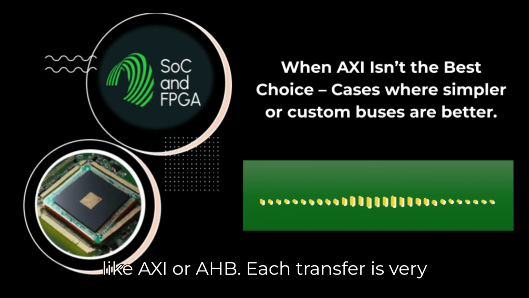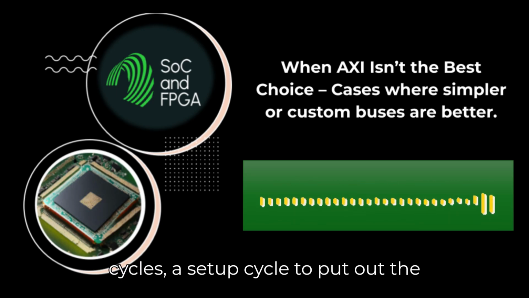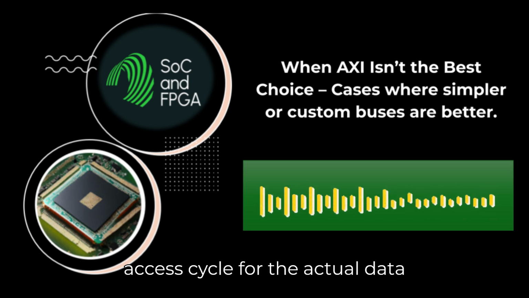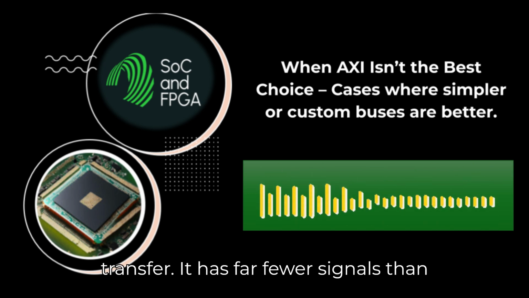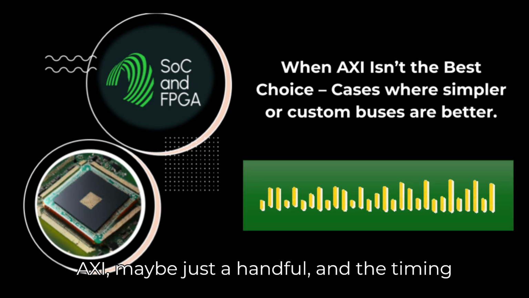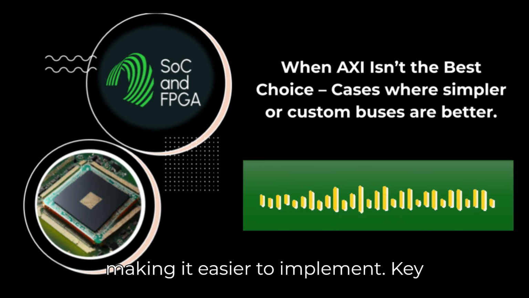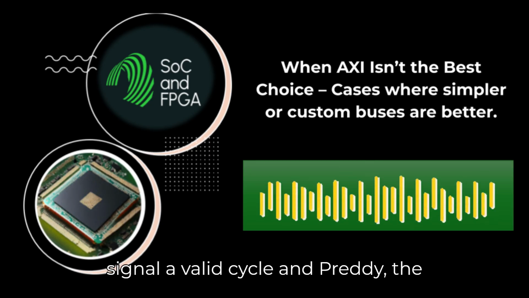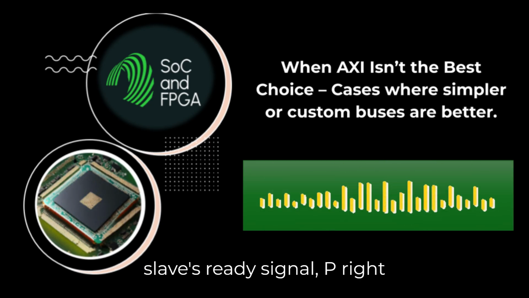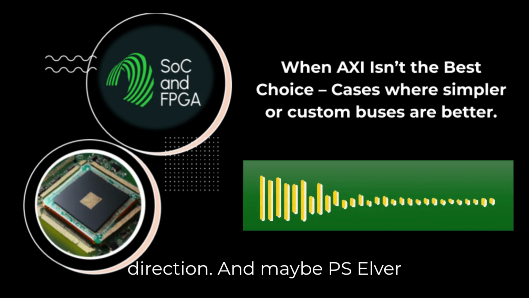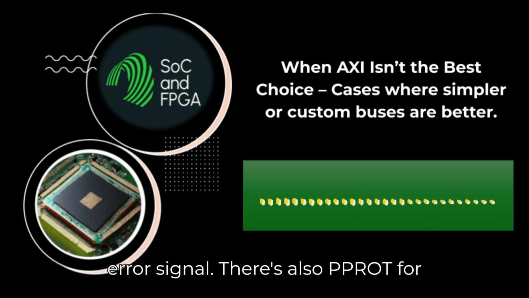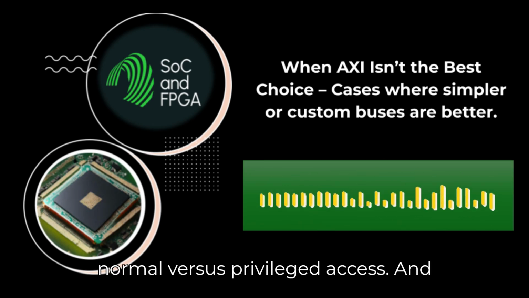It's not pipelined like AXI or AHB. Each transfer is very simple, typically taking just 2 clock cycles. A setup cycle to put out the address and control signals, and an access cycle for the actual data transfer. It has far fewer signals than AXI, maybe just a handful, and the timing requirements are much more relaxed, making it easier to implement. Key signals include things like PENABLE, to signal a valid cycle, and PREADY, the slave's ready signal, PWRITE, direction, and maybe PSLVERR, the error signal. There's also PPROT for basic access control, like distinguishing normal versus privileged access.